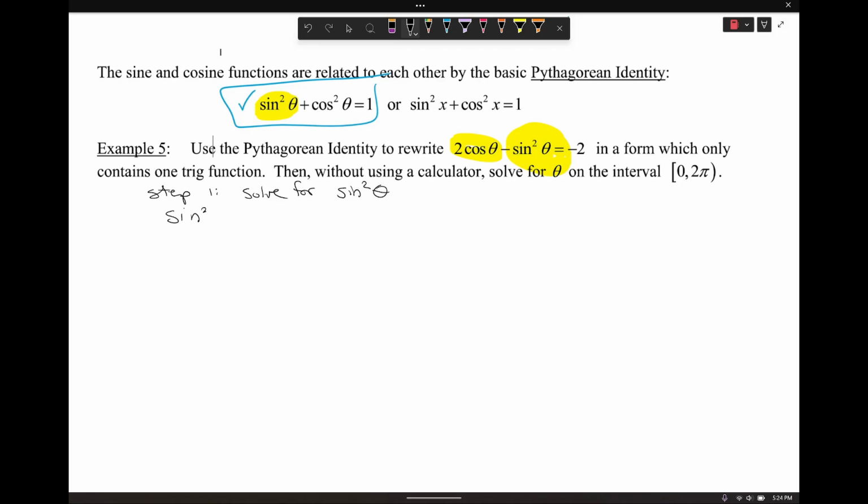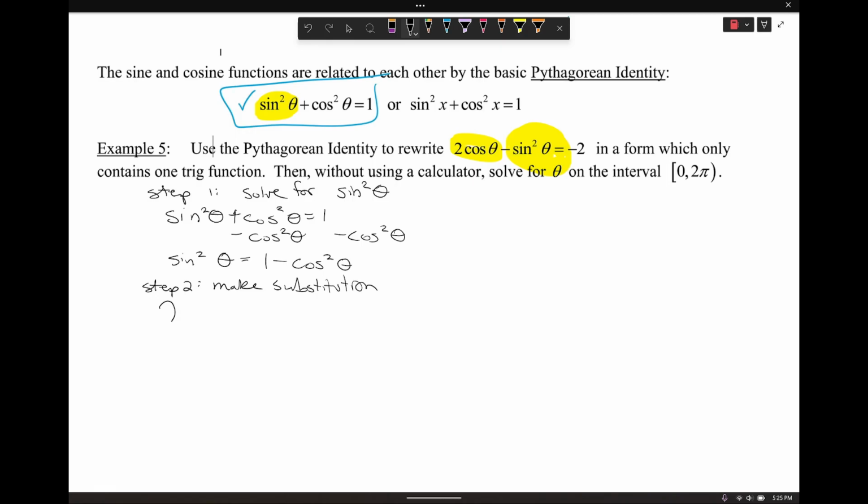So sine squared theta plus cosine squared theta equals 1. I'm going to subtract cosine squared theta from both sides. And that gives me sine squared theta is equal to 1 minus cosine squared theta. I understand that that's an ugly theta. Okay, so now that I have that substitution, I can come in here and actually make the substitution. So step 2, make the substitution.